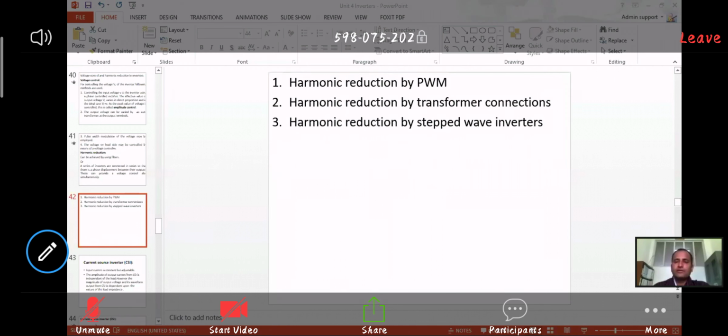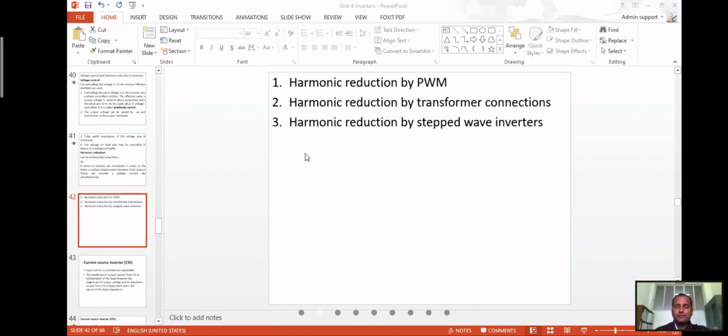Harmonic reduction by pulse width modulation, harmonic reduction by transformer connections, or harmonic reduction by step wave inverter. These are the different ways of reducing harmonics. When we do modulation, you need a carrier signal and an input signal. The carrier signal is modulated with the input signal, and when you convert back to the original signal, we can reduce the harmonics. We can filter out the unwanted signal with the help of PWM.